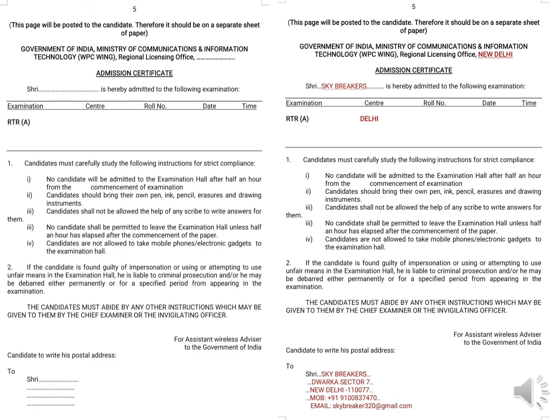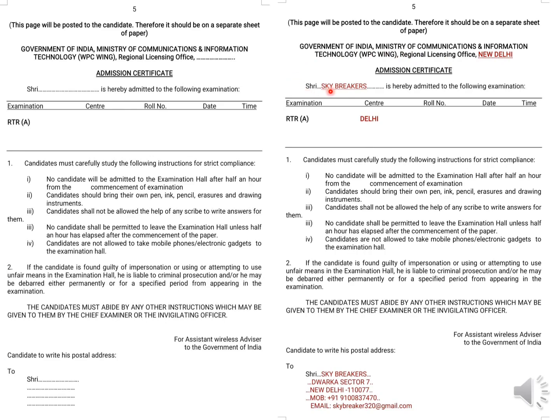This is the 5th page of the application form. You can see the header here: Government of India, Ministry of Communication, Information and Technology, WPC Wing, Regional Licensing Office. For example, if the exam is happening in Delhi, we need to write New Delhi. Or if the exam is happening in Kolkata, we need to write Kolkata here. Wherever the exam is happening, wherever we are sending the documents, we need to write here the sender's office.